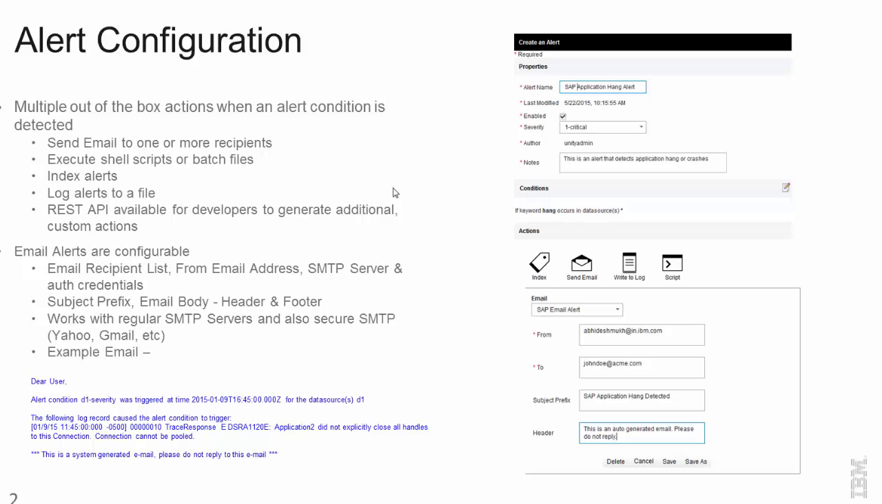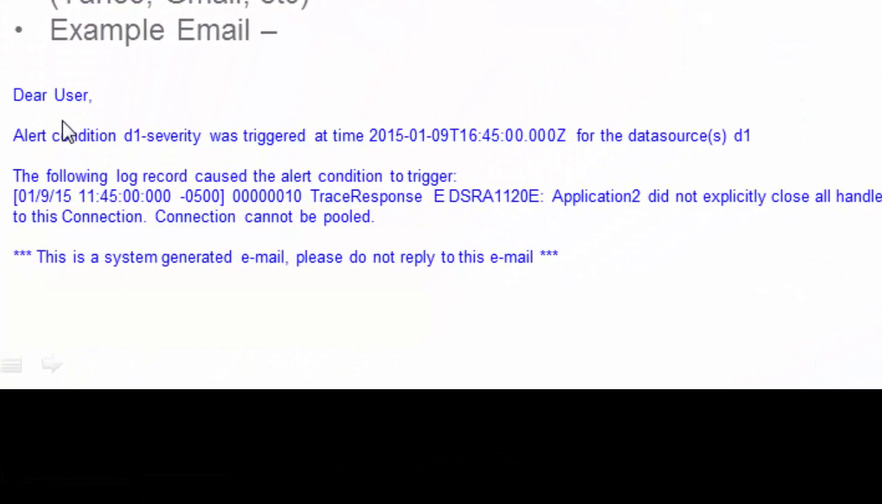Especially for email alerts, we have the ability to configure the recipient list, the from email address, and the subject prefix, and this also works where you have secure SMTP, so for example Yahoo or Google Mail. Here is an example of how this email looks. This is based on the configuration, and as you can see, several of the subject and the body parameters can be configured.